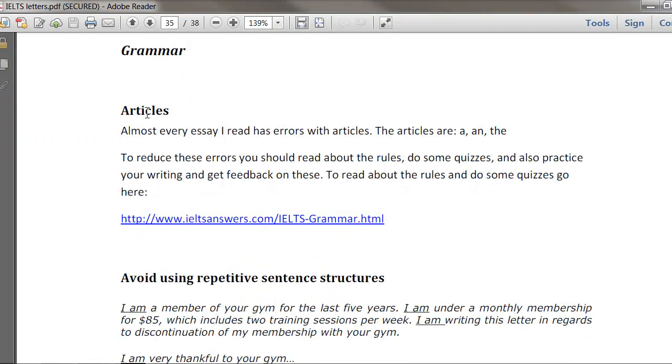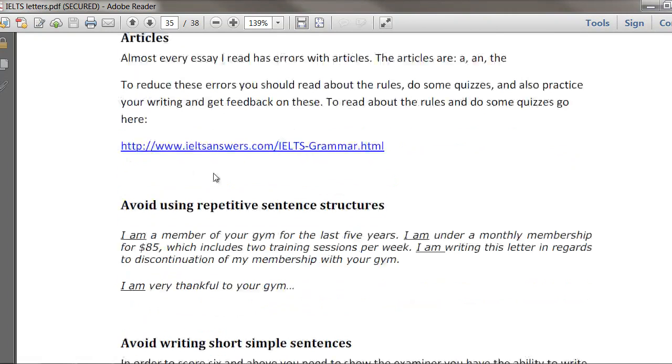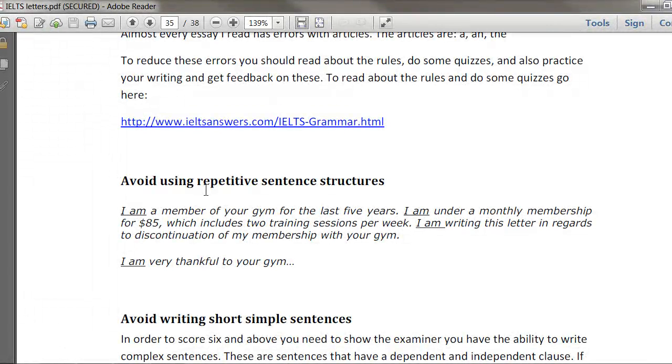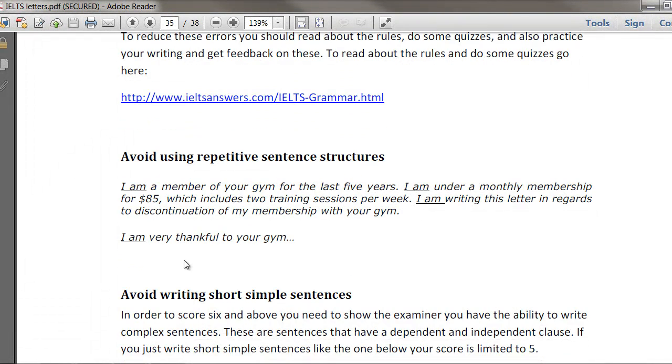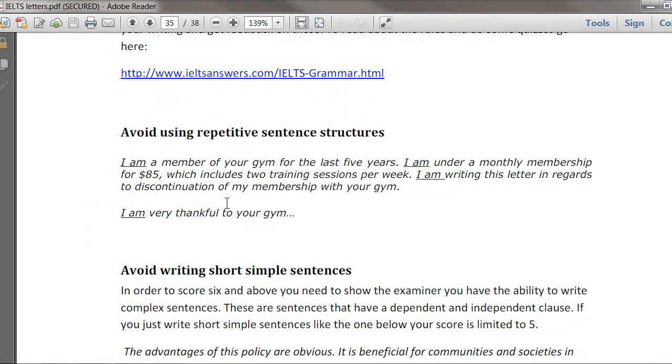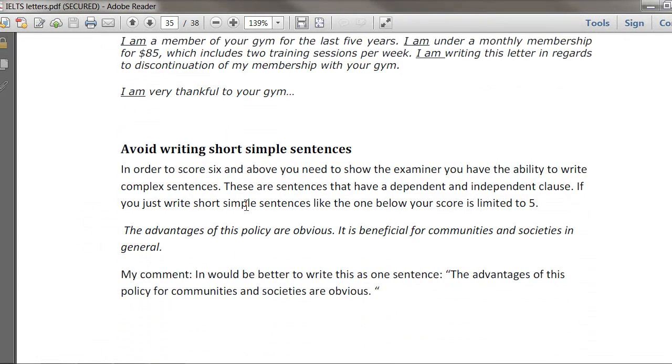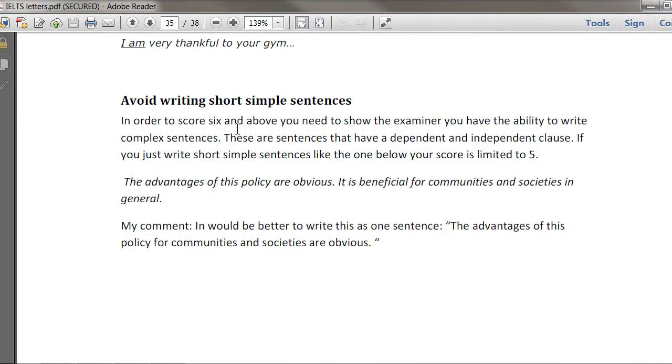Grammar, articles. You really got to try and work on these. They're minor errors, but if you don't have control over them, that's going to send your score lower. Avoid using repetitive sentence structures, which I'm showing you here, just starting each sentence: I am, I am, I am, I am. So you don't want repetitive sentence structures. You don't want short, simple sentences. It's true, they might have less errors, but let's have a look at the grading criteria and see why we don't want a whole lot of short, simple sentences.